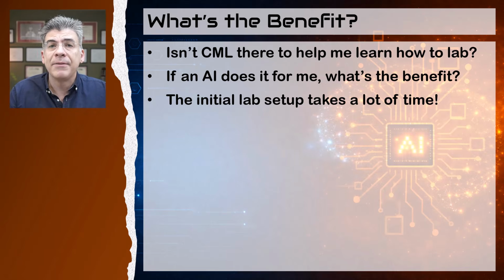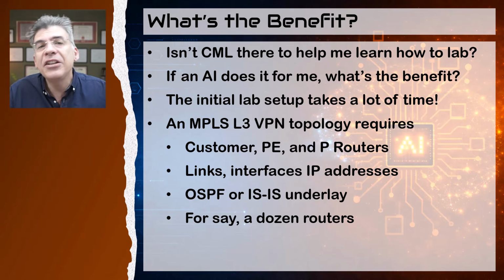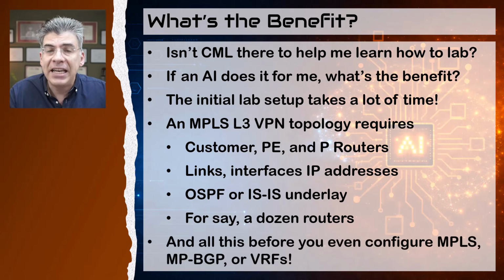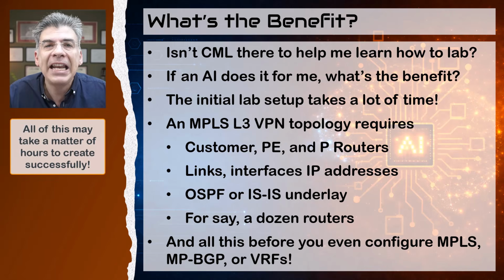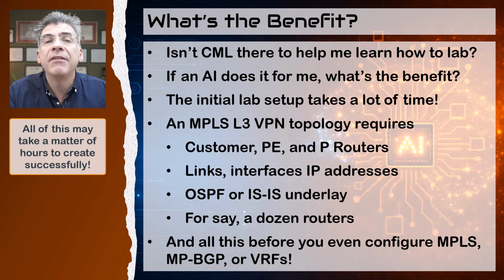Or think about this. If you want to lab up MPLS Layer 3 VPNs, you will need to first set up the customer, PE and P routers, the links, the interfaces, the IP addresses, and the OSPF or ISIS underlay. In some topologies, this may require a dozen routers with dozens of links. And all of this is before you even get into any MPLS or MPBGP or VRF configurations.